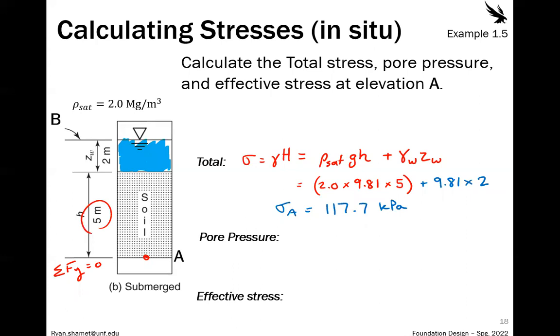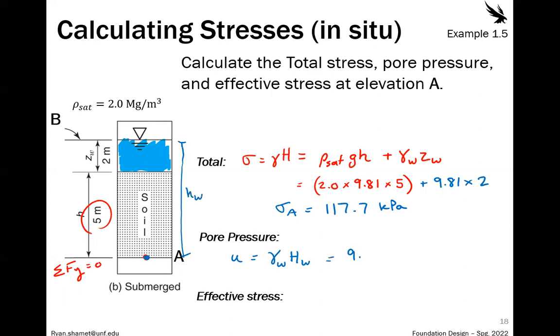So the pore water pressure this time, remember, is the unit weight of water times the height of water. So now at point A, that water table is this. So this much water is what we're feeling.